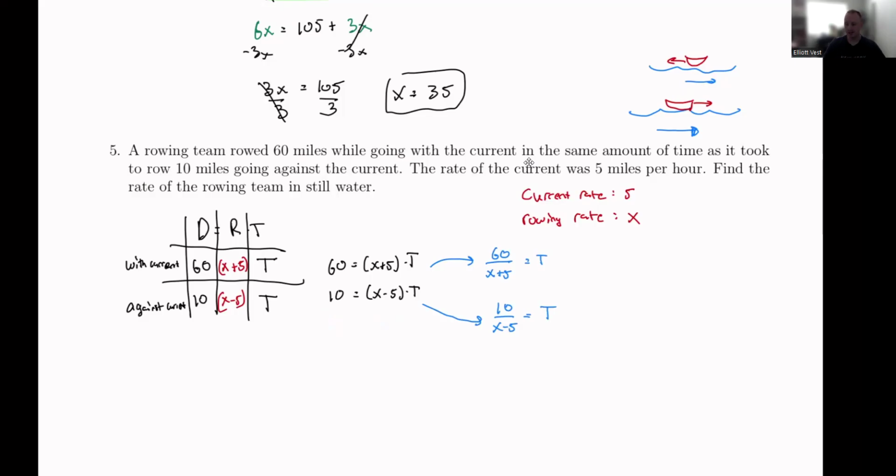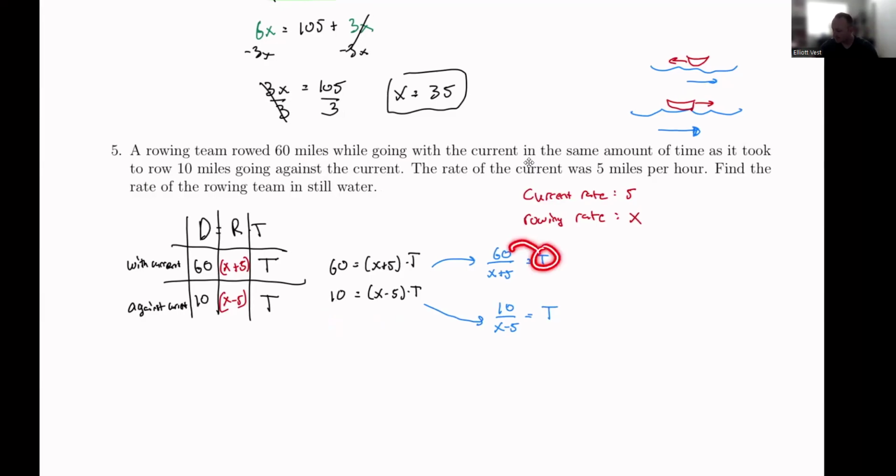Okay, I have two equations. I want to combine them together somehow. Well, if time is equal to this, and if time is equal to this, we can set both of these equal to each other because this is also equal to the same thing. So combining these two, I have 60 over x plus 5 is equal to 10 over x minus 5. Now we've gotten our equation.